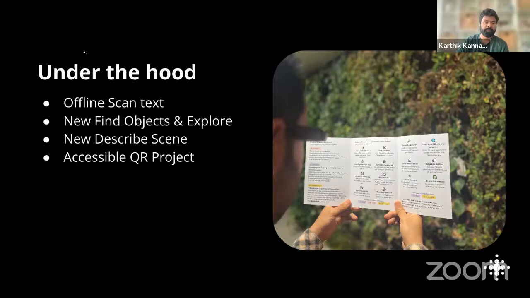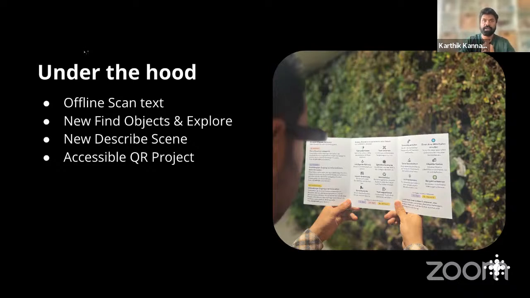The second big update is a new Find Objects and a new Explore mode. With the new Find Objects, we've added more than 50 new objects to the Envision glasses, so that you'll be able to recognize objects like doors and stairs, along with the usual set of objects that you were able to recognize earlier.